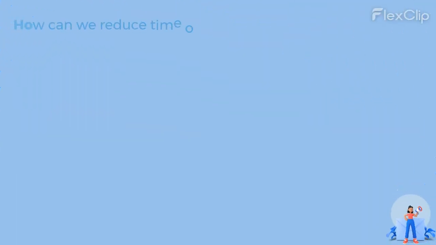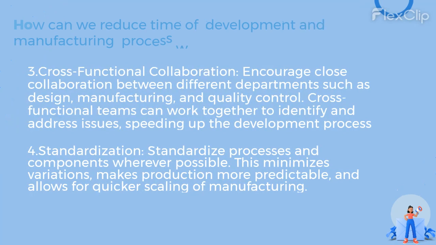3. Cross-functional collaboration. Encourage close collaboration between different departments such as design, manufacturing, and quality control. Cross-functional teams can work together to identify and address issues, speeding up the development process.